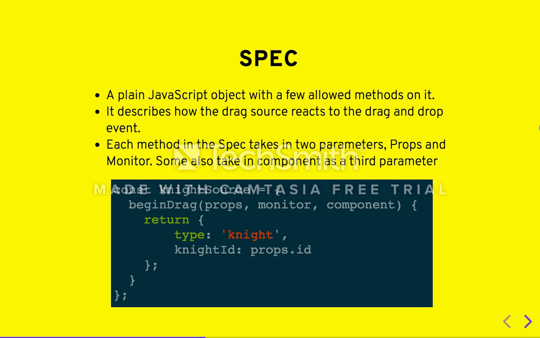Now, this object that it is returning is actually the item. Remember what the item was? The item was just a plain JavaScript object used to describe what is being dragged. You can return anything from this object, but in our case, we decided to return the type itself and the knightId. This way, we can use these attributes in further use cases.